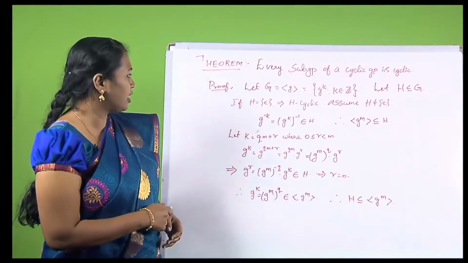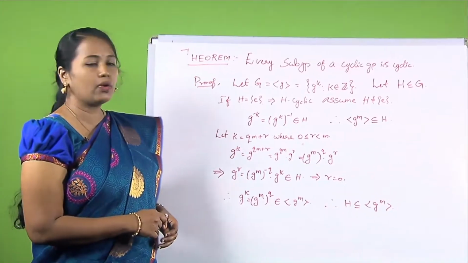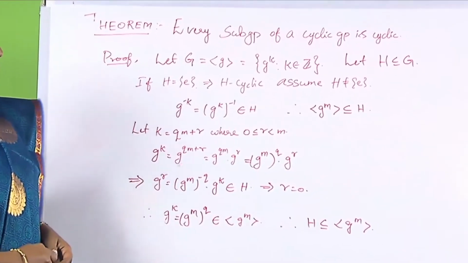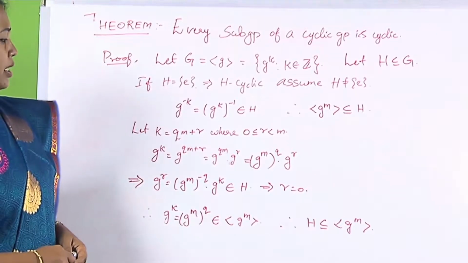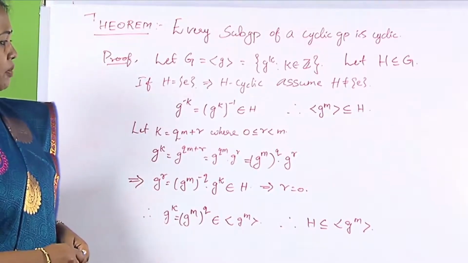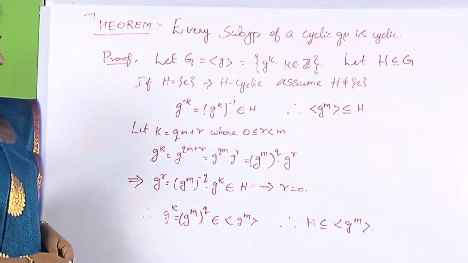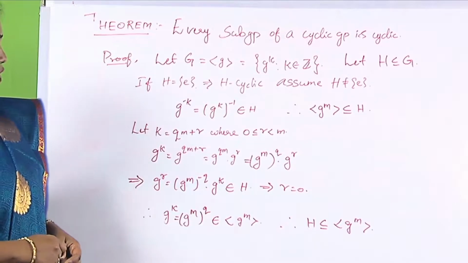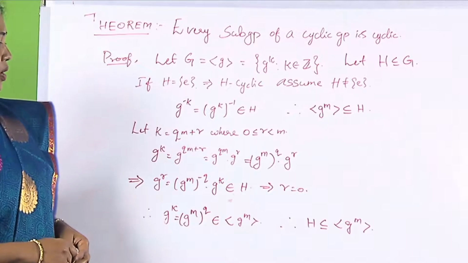So by the division algorithm, k is equal to qm plus r, where 0 is less than or equal to r less than m. So g^k is equal to g^(qm+r), that is equal to g^(qm) times g^r, that is (g^m)^q times g^r. Now if you were to take this to the left hand side, it becomes g^r is equal to (g^m)^(-q) times g^k, which belongs to H.